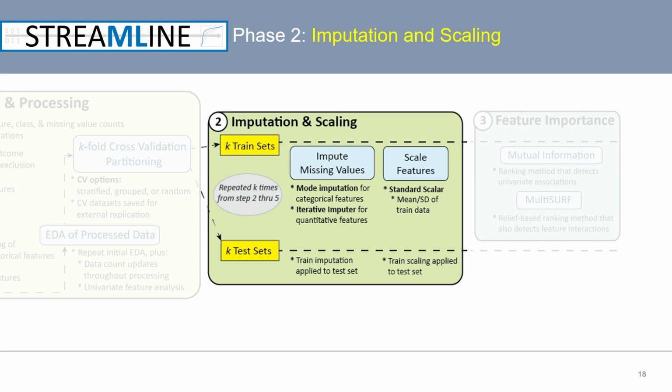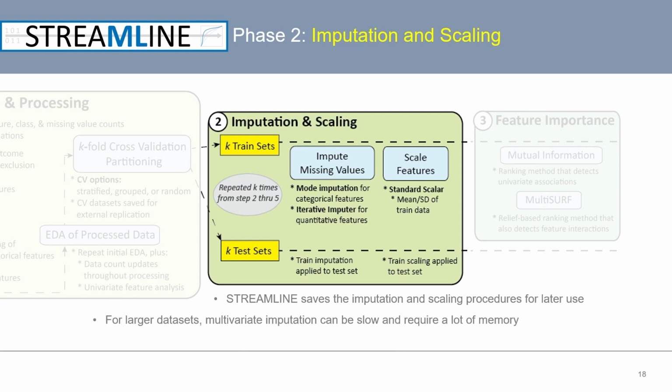For imputing missing values, mode imputation is used for categorical features, and then an iterative imputer is used by default for quantitative features. And scaling utilizes a standard scaler to transform feature values based on the mean and standard deviation of that feature in the training data. Of note, Streamline saves the learned imputation and scaling procedures for later use. Also of note, for larger datasets, multivariate iterative imputation can be slow and require a great deal of memory. As such, the user can deactivate multiple imputation and just use median imputation for quantitative features instead.